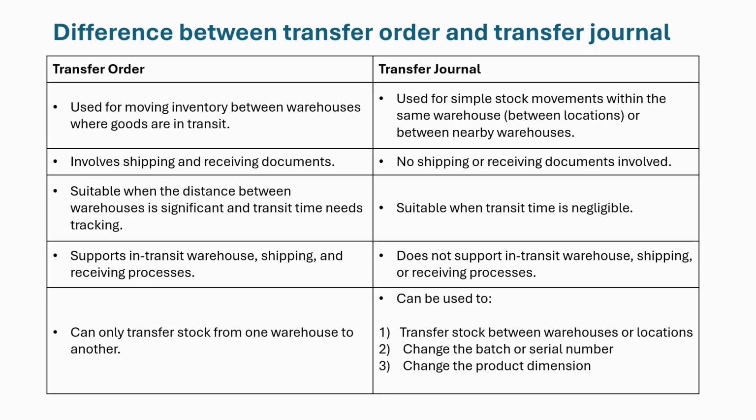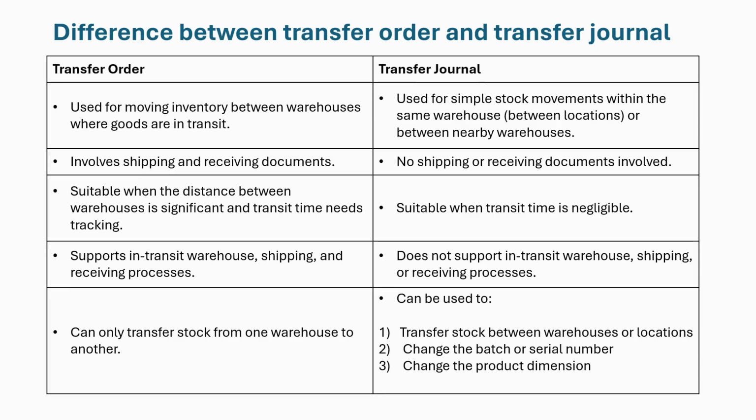These are the differences between transfer order and transfer journal. Transfer order is used for moving inventory between the warehouses. Transfer journal is used for simple stock movements within the same warehouse or between nearby warehouses. Transfer order involves shipping and receiving documents. In transfer journal, there are no documents involved.